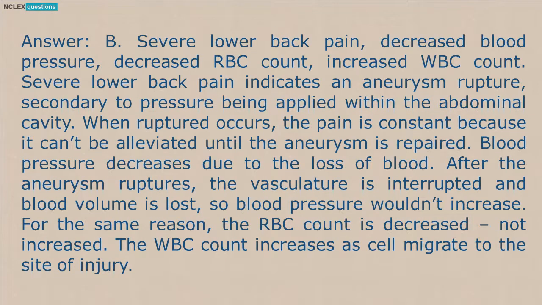Answer B. Severe lower back pain, decreased blood pressure, decreased RBC count, increased WBC count. Severe lower back pain indicates an aneurysm rupture, secondary to pressure being applied within the abdominal cavity. When rupture occurs, the pain is constant because it can't be alleviated until the aneurysm is repaired. Blood pressure decreases due to the loss of blood. After the aneurysm ruptures, the vasculature is interrupted and blood volume is lost, so blood pressure wouldn't increase. For the same reason, the RBC count is decreased, not increased. The WBC count increases as cells migrate to the site of injury.